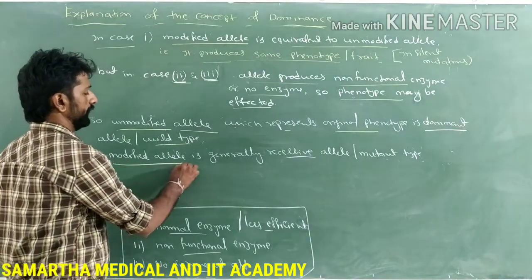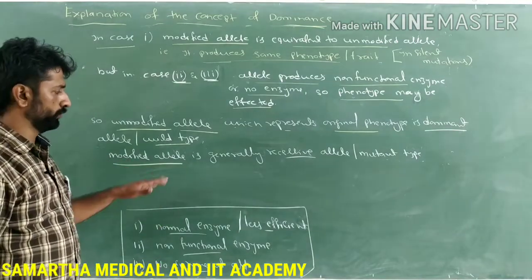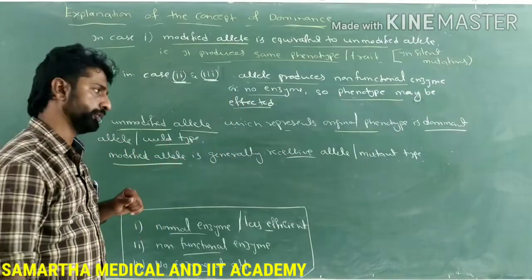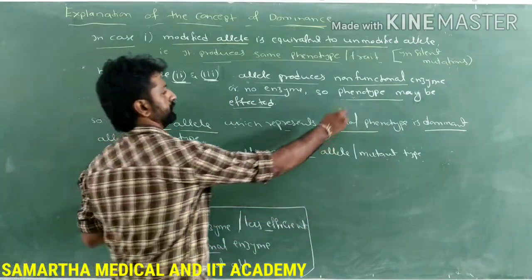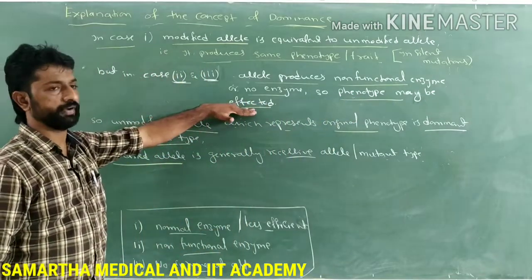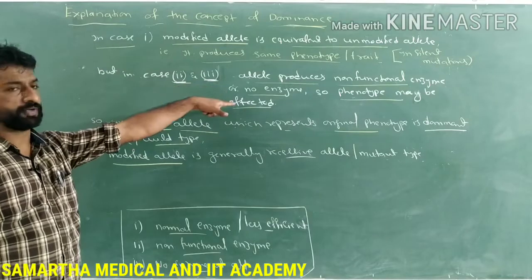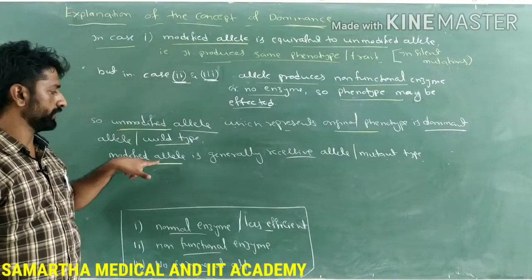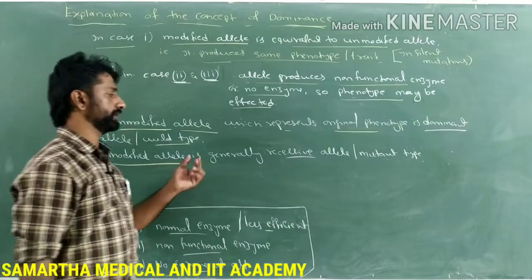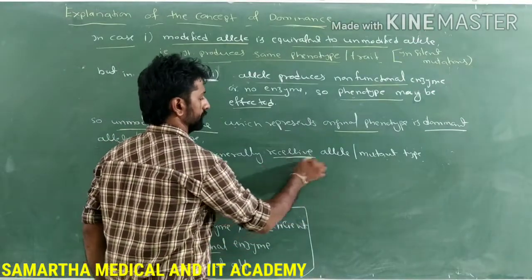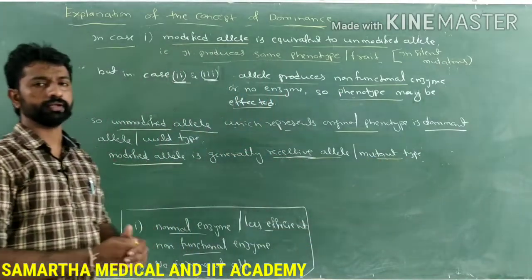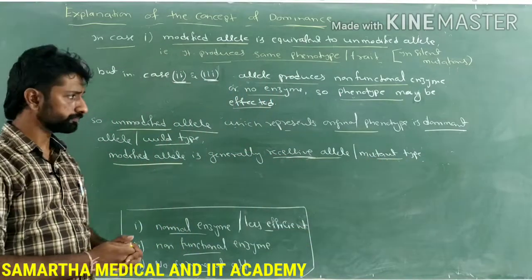Then the modified allele, which is generally the recessive allele or the mutant allele, is the one whose phenotype may get affected. When the phenotype gets affected, the allele which is responsible for that is the modified allele or the mutated allele. So the modified allele is generally called the recessive allele or the mutant type. Is it clear, guys?